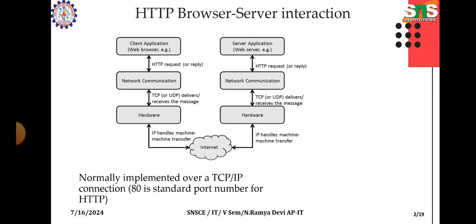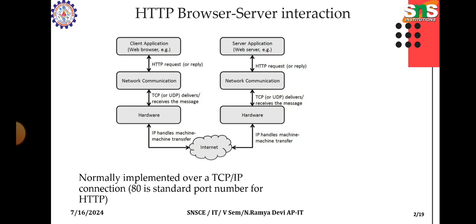And this is the browser-server interaction. First, the client application, like a web browser, sends an HTTP request to the server. Through the network connection, the HTTP request is sent to the internet through TCP or UDP, which delivers the message to the underlying hardware, and then IP handles the machine-to-machine transfer through the internet. The IP address is used for identifying a particular destination system in an internet.